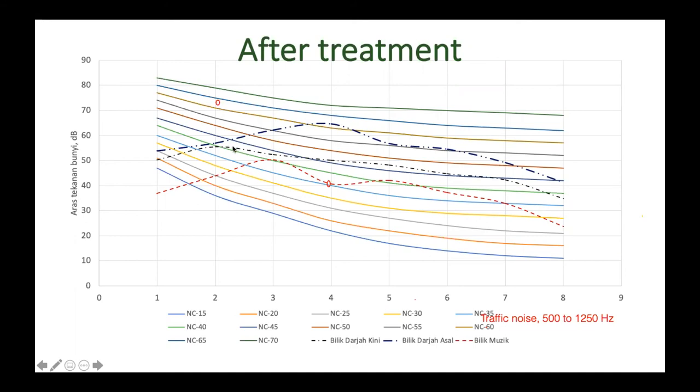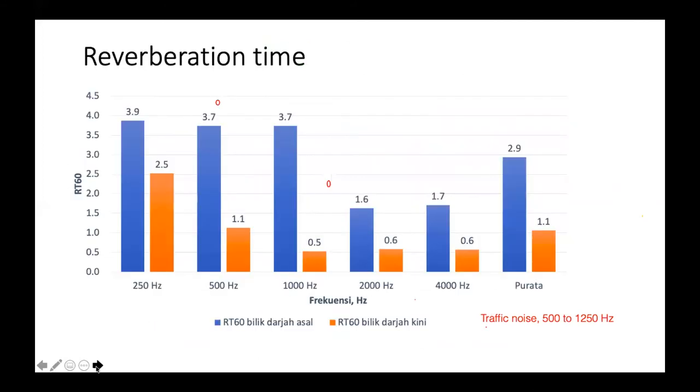Because the background noise is dominantly caused by the aircon. When we measured, the value is 47 dBA, so it's very noisy. So we managed to reduce it to up this line only. Okay, and this is the comparison before and after.